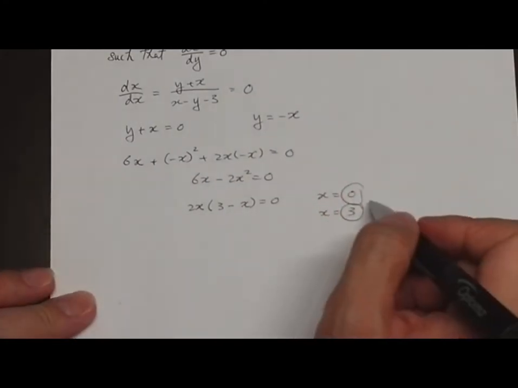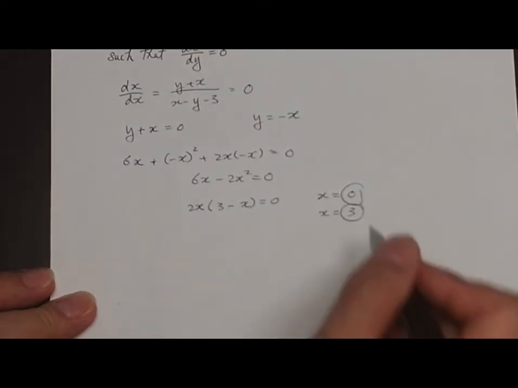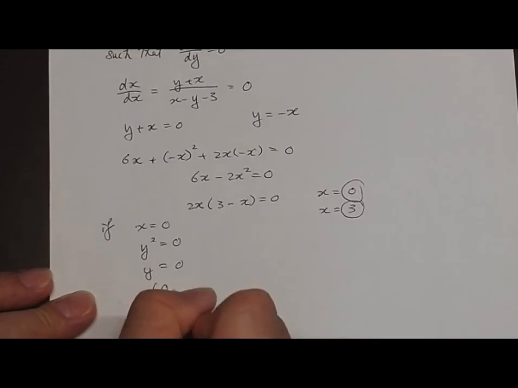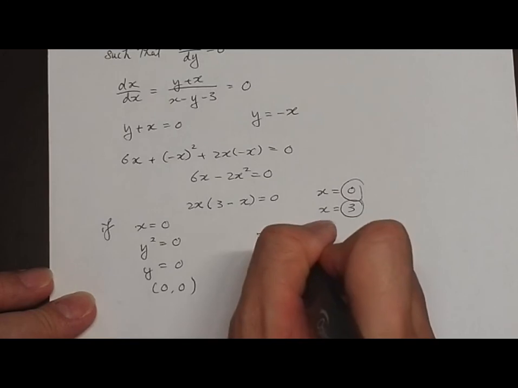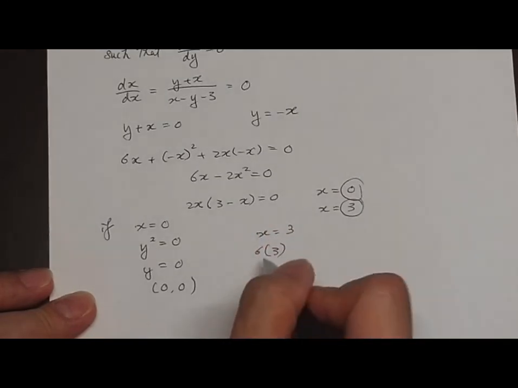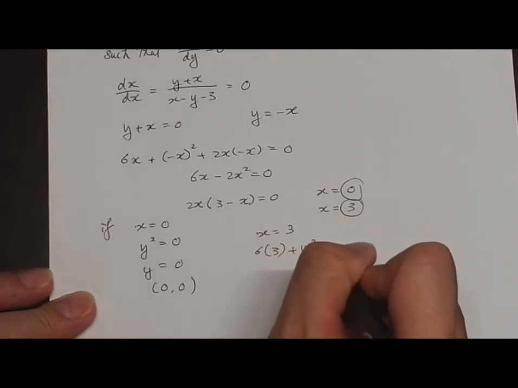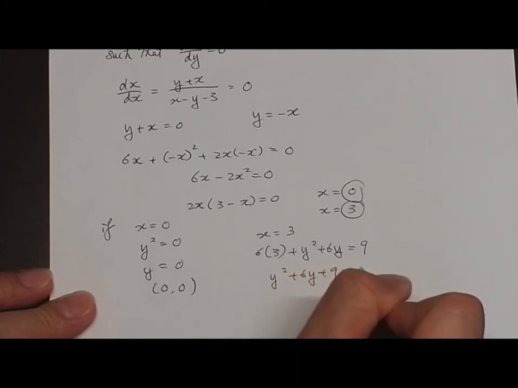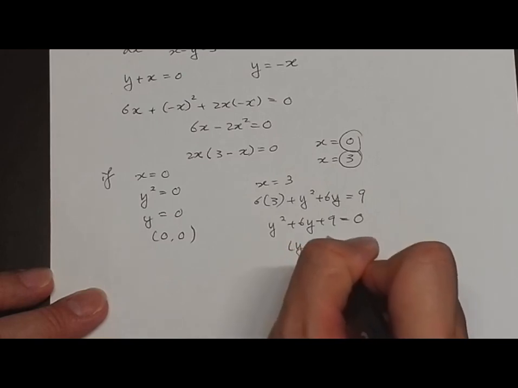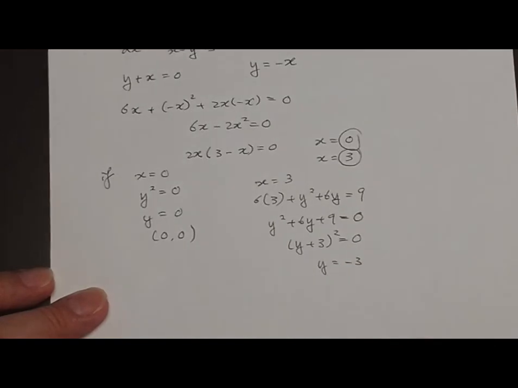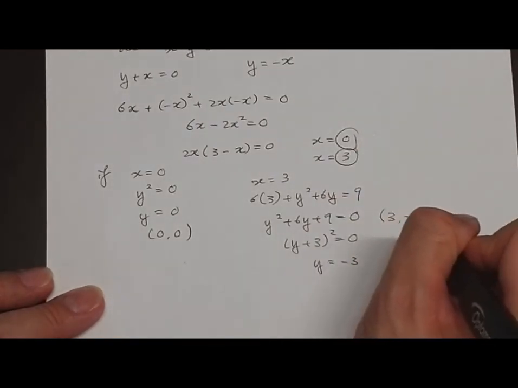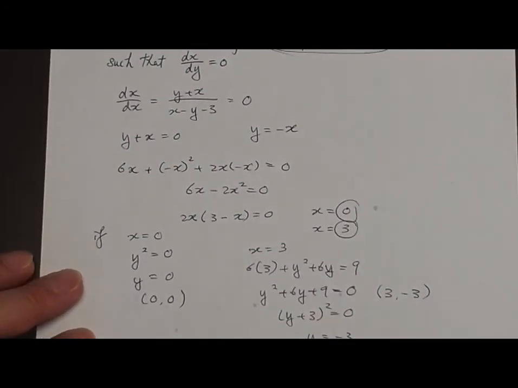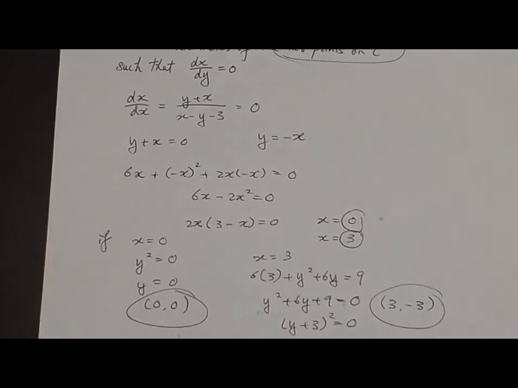We substitute x equal to 0 and x equal to 3 into the original equation. If x equal to 0, y squared is equal to 0, so y is equal to 0. We got the point (0, 0). And if we have x equal to 3, substitute into the original equation: 6 multiplied by 3 plus y squared plus 6y equal to 9. And we got y squared plus 6y plus 9 equal to 0. Factorize, we got (y plus 3) squared equal to 0. y is equal to minus 3. So we got another point, x equal to 3, y equal to minus 3. So when dx by dy equal to 0, we have two points on the curve suitable for this. And these two points are (0, 0) and (3, minus 3).